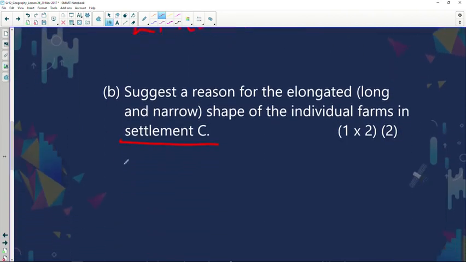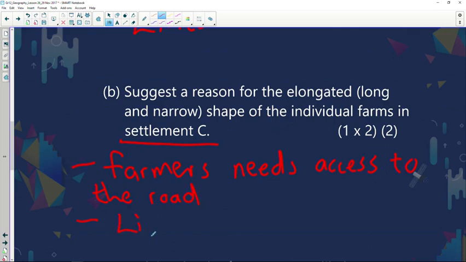Okay, the farmers need access to the road. And limited by the availability of flat land.